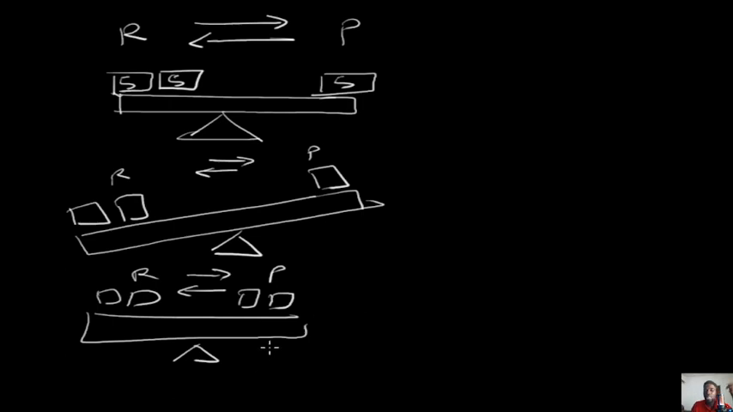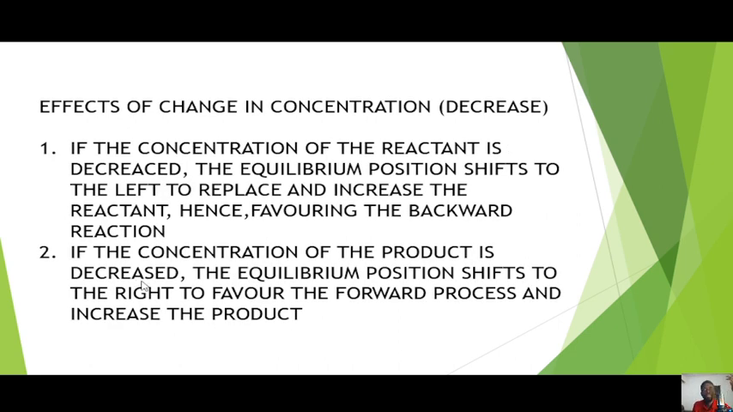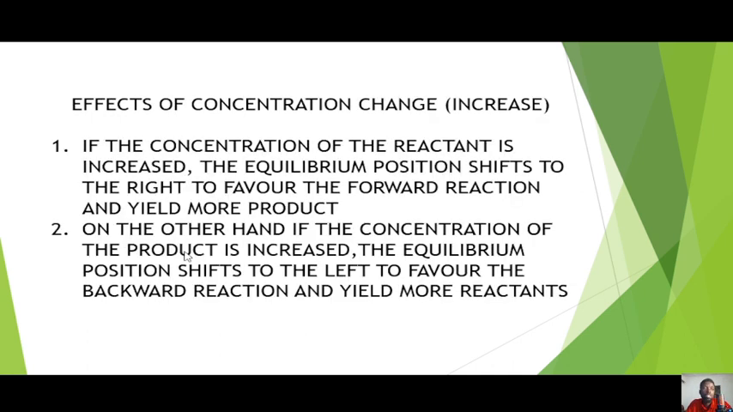Okay, so let's look at our slide. Go back to our slide. We have that. Okay. Now, having said that, effects of change in concentration decrease. Before we talk about the decrease, let's come back to the increase and finish. So we said that if the concentration of the reactant is increased, the equilibrium position shifts towards the right to favor the forward reaction and yield more products. So if you add reactant, system will go and add to the product.